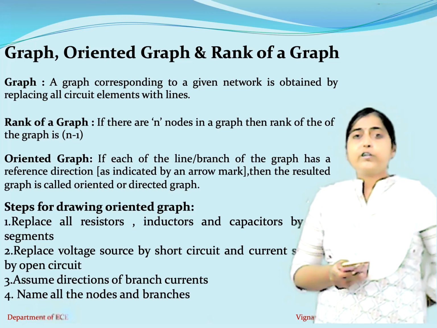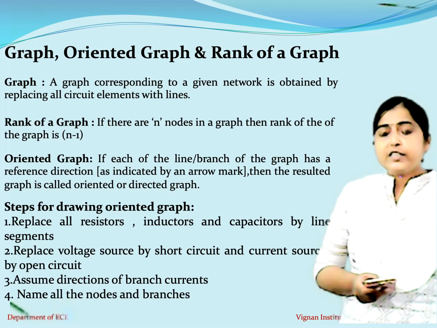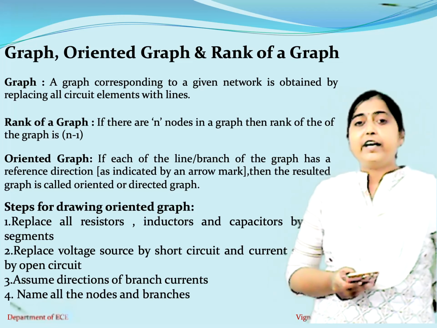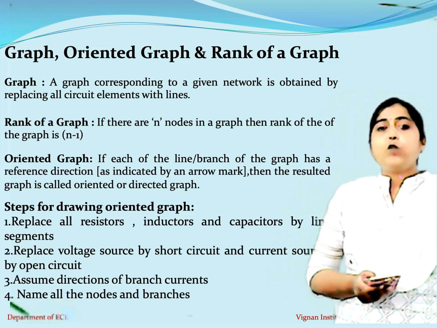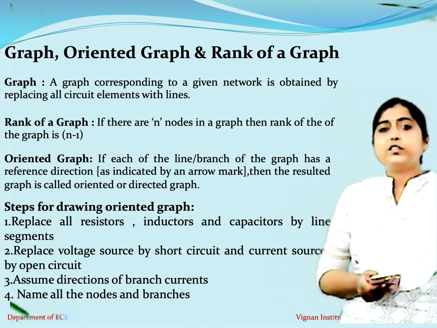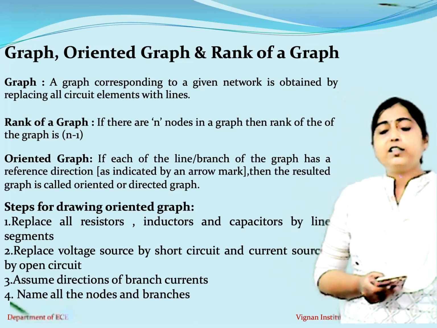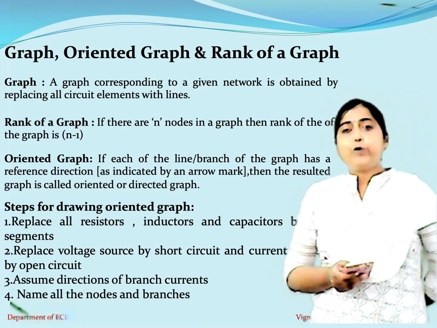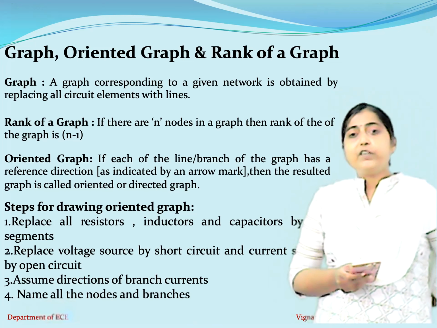Now, coming to the rank of a graph. In order to know what the rank of a graph is, first of all, by looking at the circuit, you should be in a position to identify how many nodes the network consists of. The rank of a graph is defined if there are n nodes in a graph. For example, you take any example and you know how to identify a node. How do you identify a node? A node is a common point to which different branches are connected. Such nodes you need to identify in a given circuit.